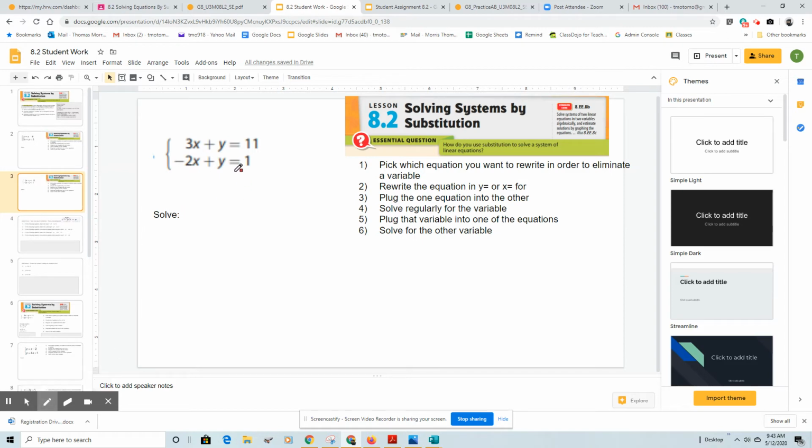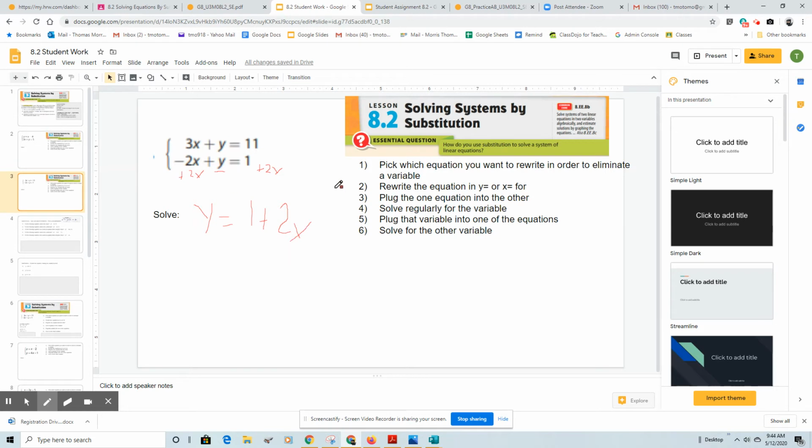What I'm going to do is pick this one and make y by itself. It's going to take this negative 2x and move it to the other side, but it's going to make it positive. So I would move 2x to the other side. I'm going to start with that one. I'm going to rewrite my bottom equation, so that's going to equal y equals 1 plus 2x. All right, that's what y equals.